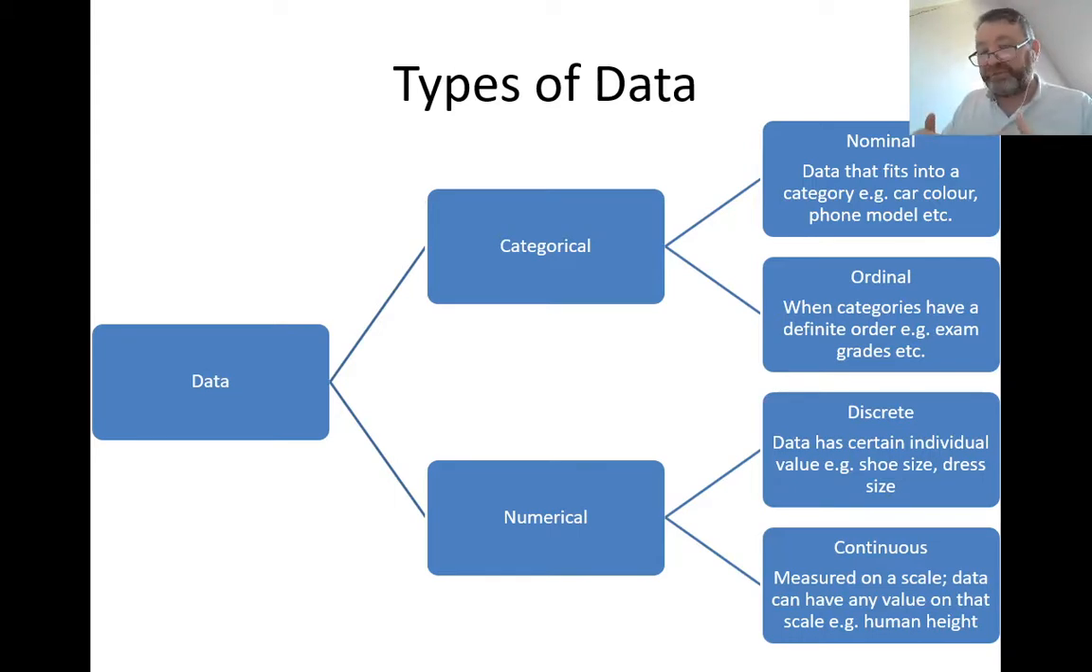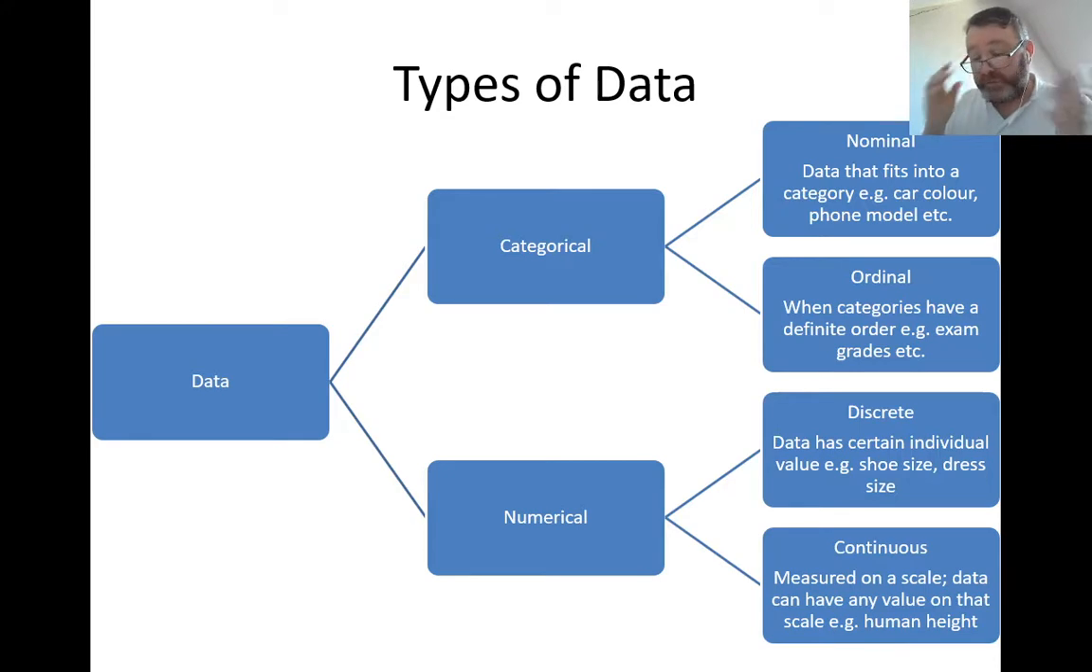So in that case, your categorical data is called nominal. Nominal comes from the Latin word nomen, which is name. It just means you've got a list of names. There is no order of importance in there, so therefore it's nominal data.